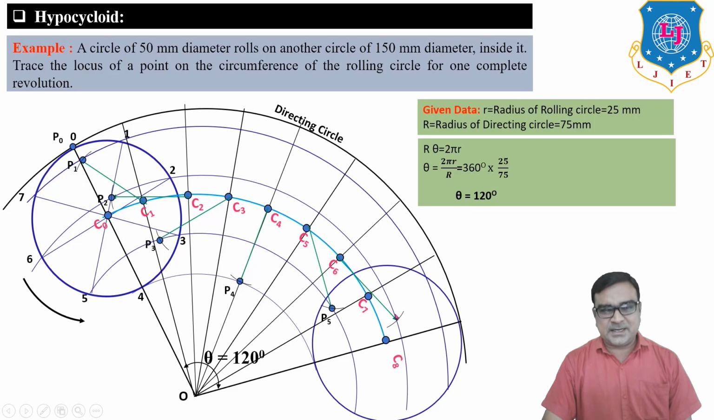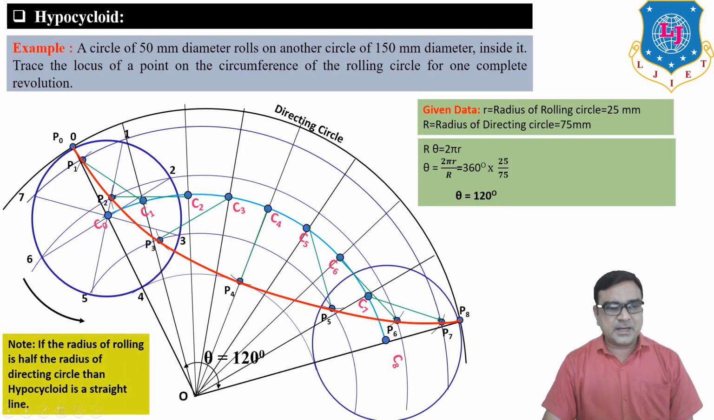So C6 center, draw arc to obtain P6, C7 center, draw arc on P7, and last P8, which is exactly on the periphery of the directing circle. So starting point P0, end point P8. There are a number of points P1, P2, P3 up to P8. We have to trace the curve passing through all the points. Then this curve is known as hypocycloid curve.